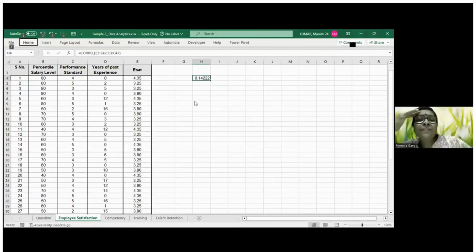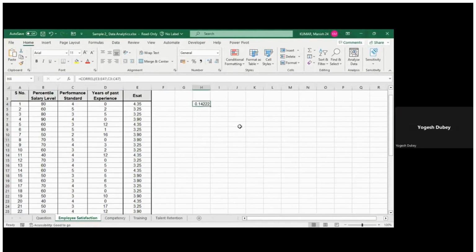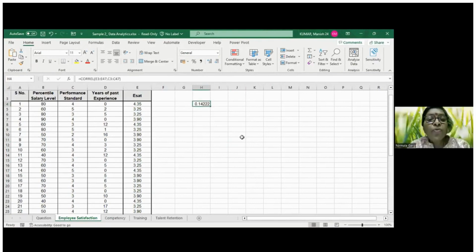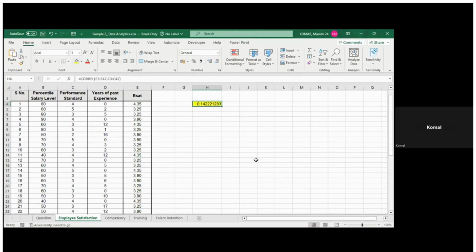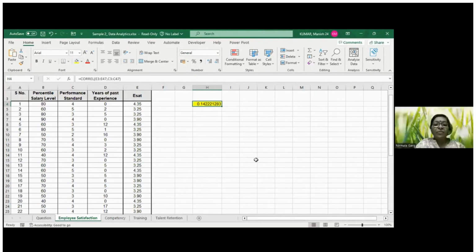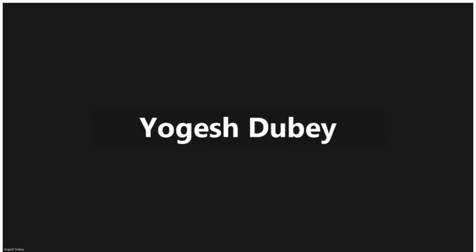Did everybody get this? I want you all to do it, so that even the others who have not done it can see. I want you to do a correlation between ESAT and performance standard and then give me your interpretation. It is 0.14. Can you do it in front of me? What you need to do, hide the D column. You can share the screen, so that even others can see it.